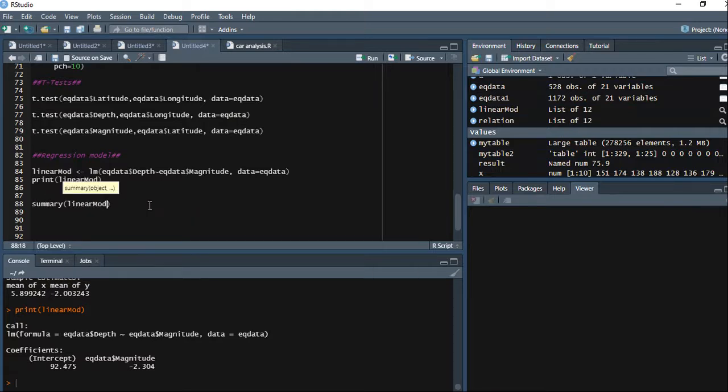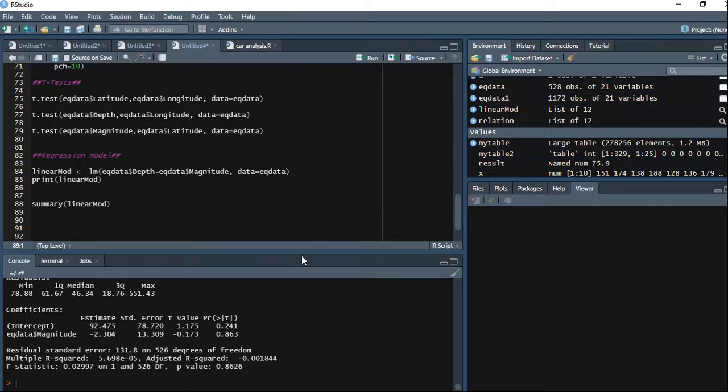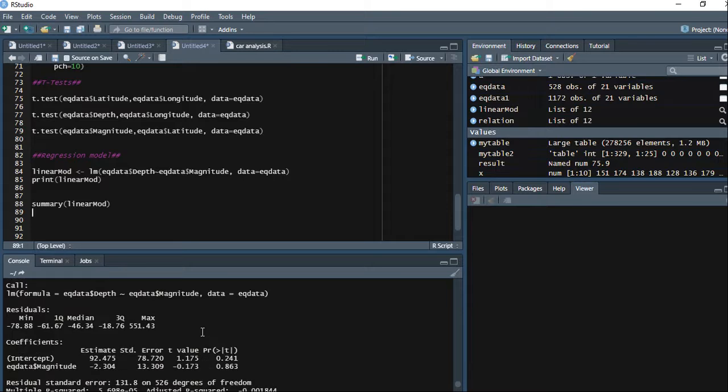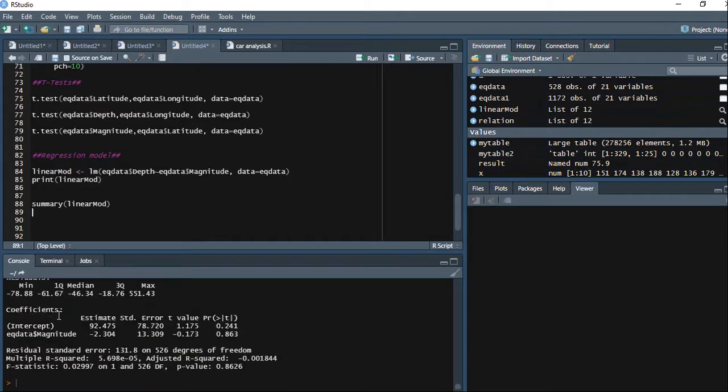Here is a summary of the linear model. This is the formula we are using. These are the residuals. These are the coefficients, like the intercept and the magnitude. These are the standard error and the t value which we are getting. Then the residual standard error and the statistics.